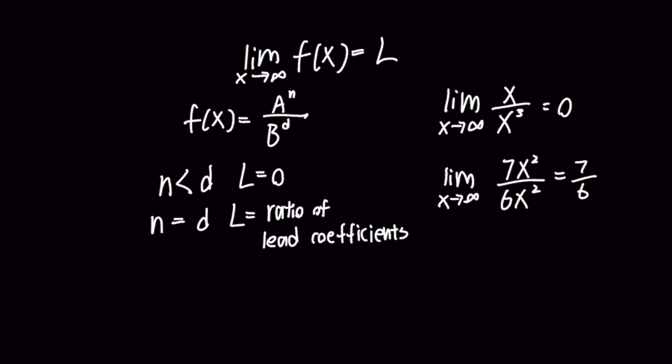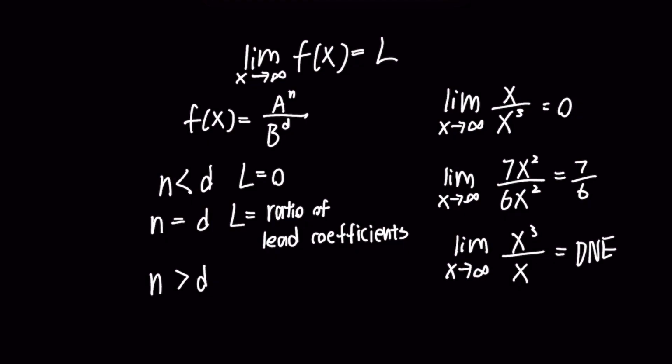Okay, third one. What if the degree of the numerator is bigger than the denominator? You have x cubed over x. You see that the degree of the numerator is 3, the degree of the denominator is 1. So the numerator is growing faster than the denominator, so the number is getting bigger infinitely. So what does that mean? That means that the limit is equal to infinity, but that means that the limit doesn't exist, so D and E.